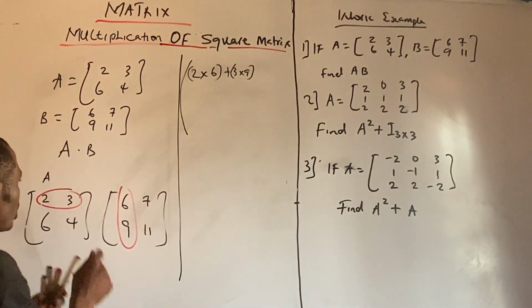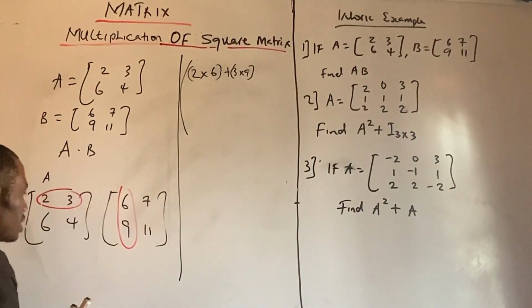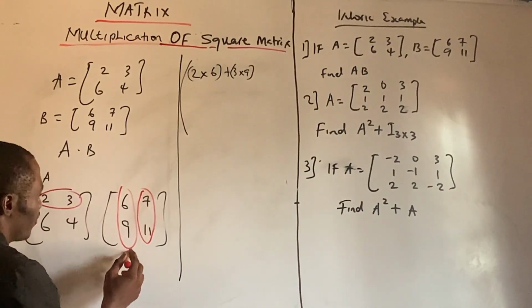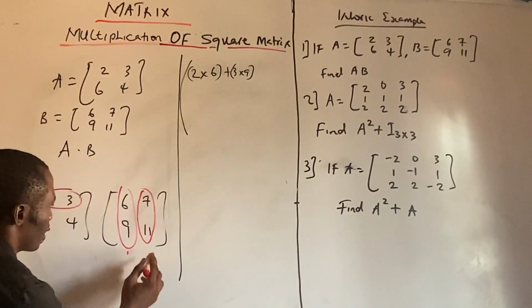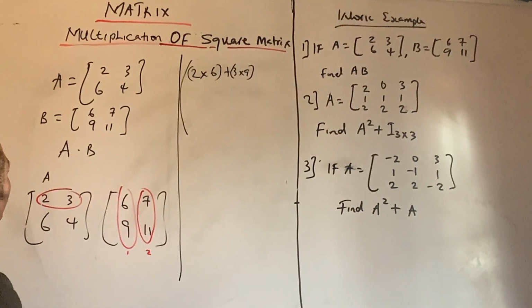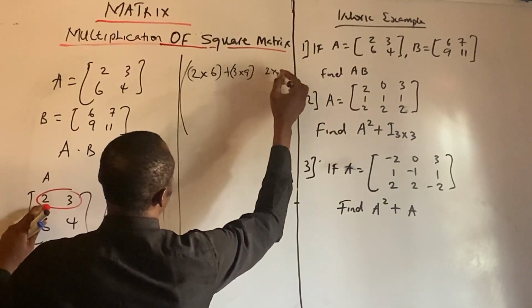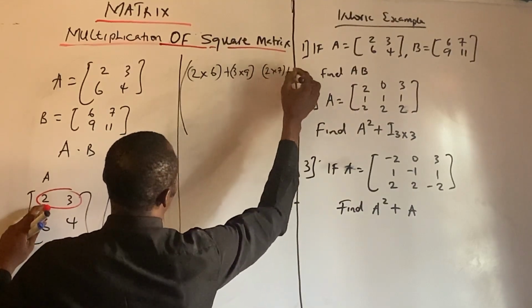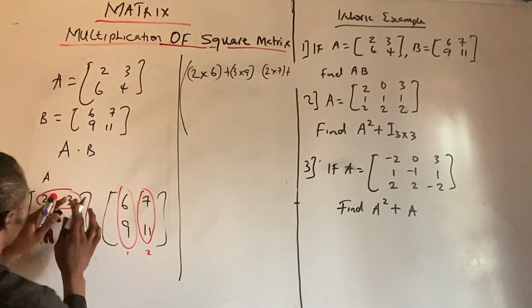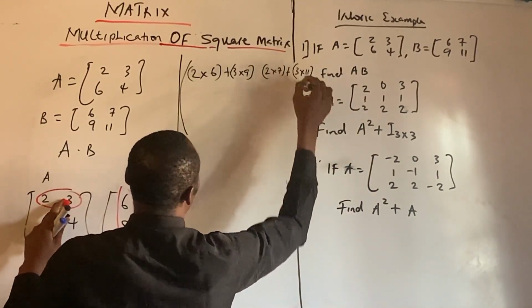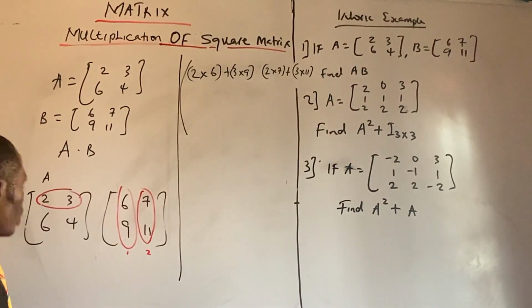Now the next one is that you multiply this same row with the next column. This is the first one, this is the second one now. So we're going to the second one. The second one will be 2 times 7, plus 3 times 11. All right, having said that, we move to the next one.